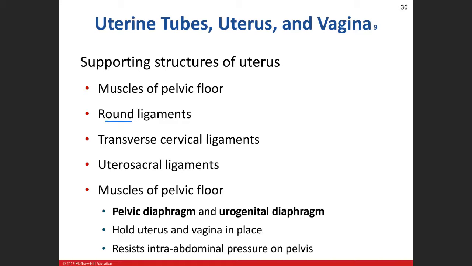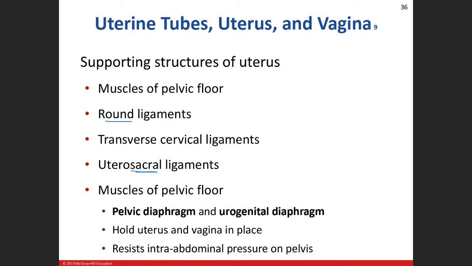In men, in our inguinal canal, our spermatic cord travels in that area. In ladies, you have round ligaments that will travel in there. The round ligament also attaches onto the labia majora. That's part of the external genitalia that we'll get into. The transverse cervical ligaments help to hold the lateral portion of the uterus to the pelvic wall. The uterosacral ligaments obviously are going to attach the uterus to the sacrum.